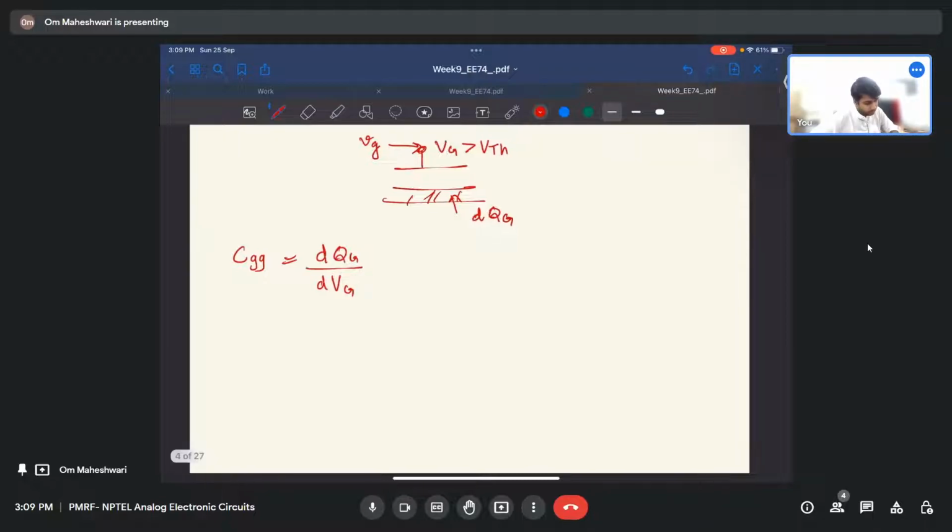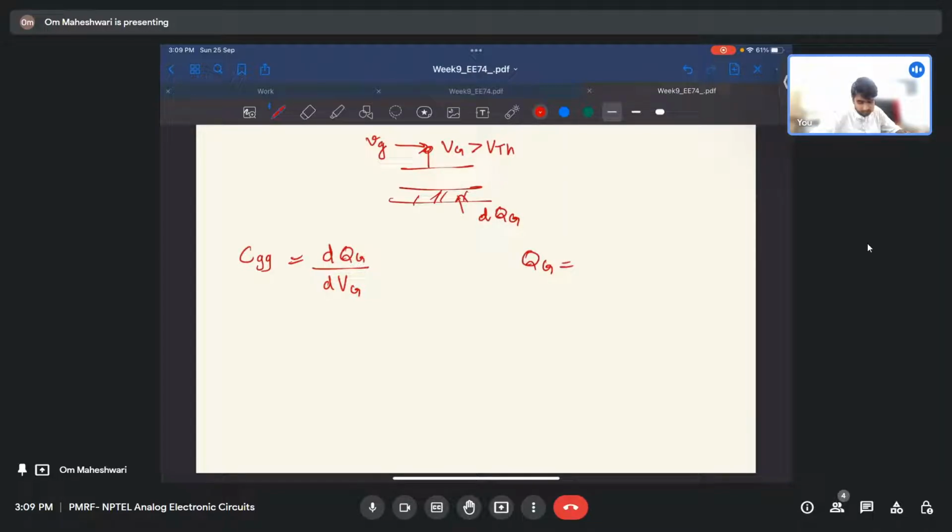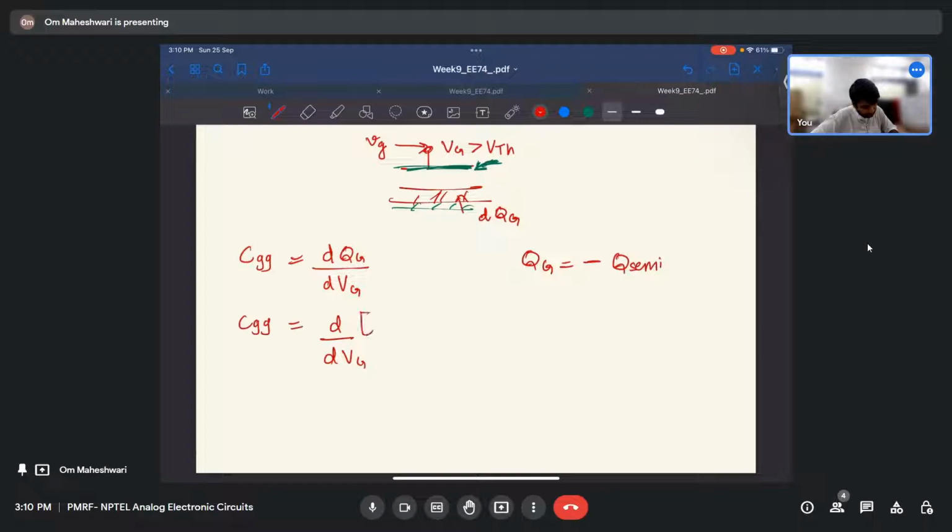We know gate charge will be equal and opposite to semiconductor charge. So if there is a channel of NMOS here, the equal and opposite charge can be assumed at the metal gate. So if we calculate CGG equals d by dVG of Cox times VGS minus VT, it will be Cox only, CGG.